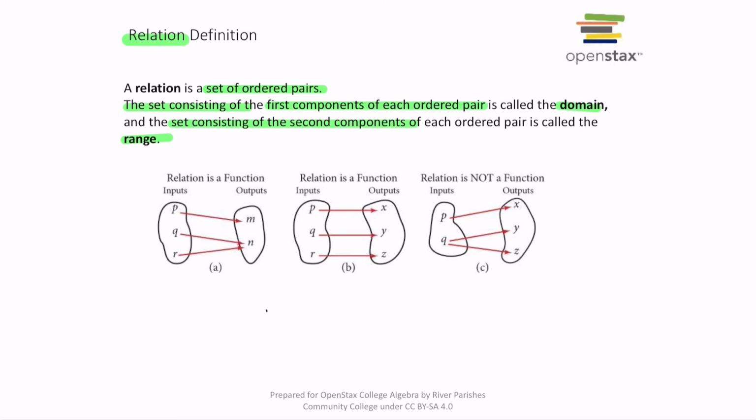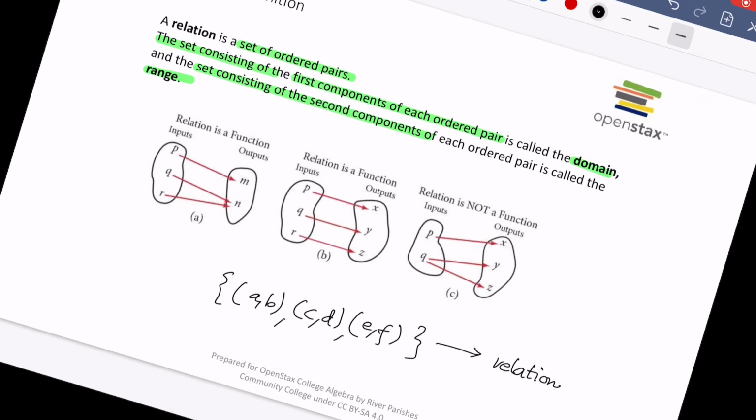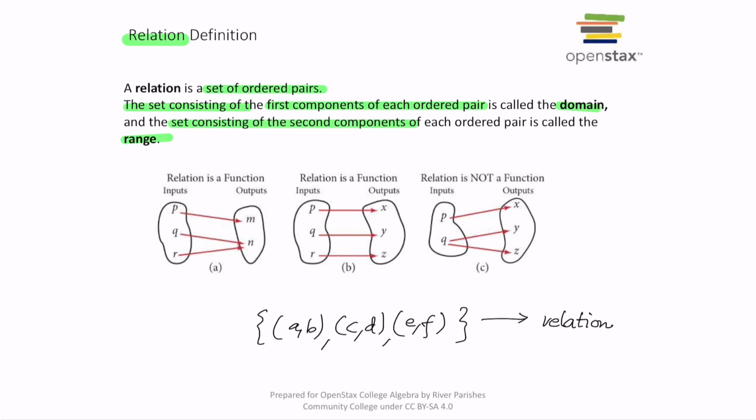For example, let's say I have in a set A comma B, C comma D, E comma F. This represents a relation. For this to be a relation, the first thing is it has to be an ordered pair, which means that there has to be two values. The first values of each of these we call the domain, and the second part of the ordered pair, we call the range.